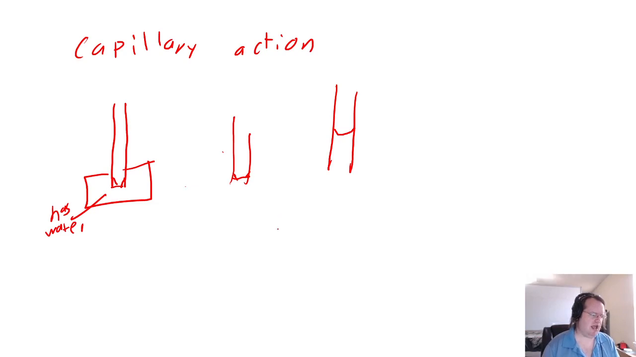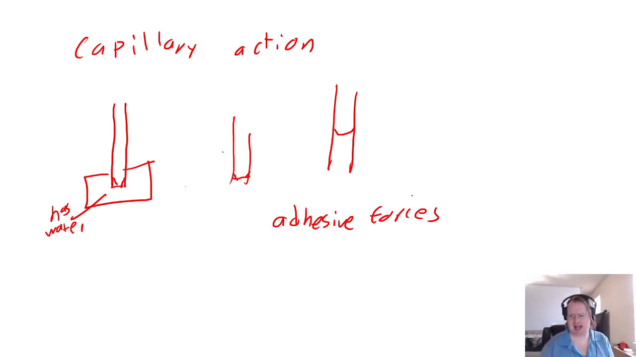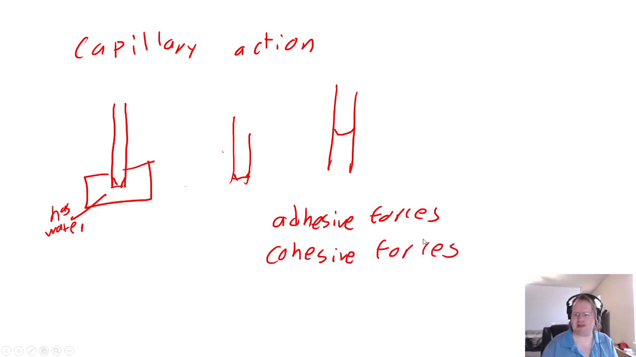So what's causing this to happen is that you have adhesive forces. Those are the ones that cause the water molecules to stick to the glass because it likes it. You also have cohesive forces. These are the ones where the water molecules want to stick together, and that's what pulls up the middle molecules that aren't directly touching the glass. And it travels up as much as it can.